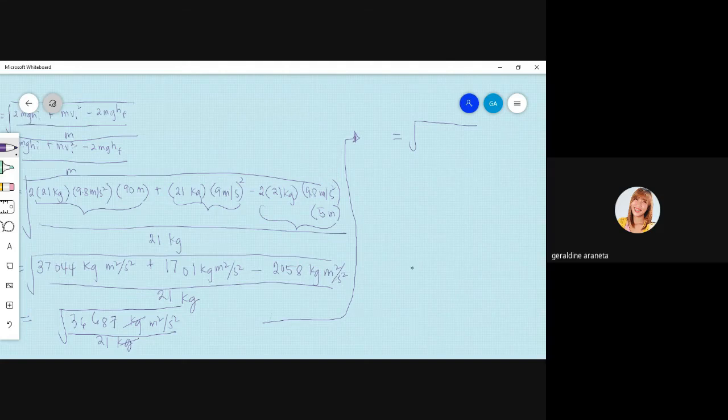That is 1747 meters squared over second squared. Okay, now we get the square root of this answer. Final answer is VF equals 41.80 meters per second. This is the final answer that we get from that problem.